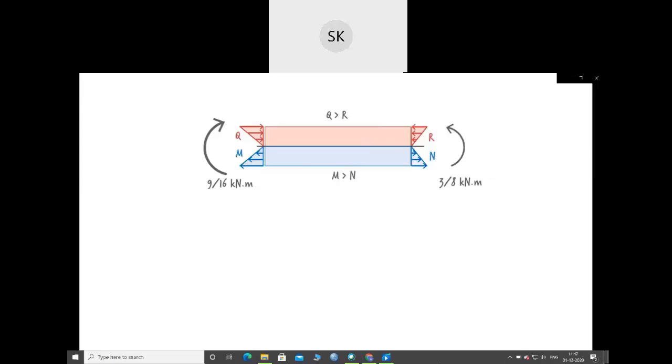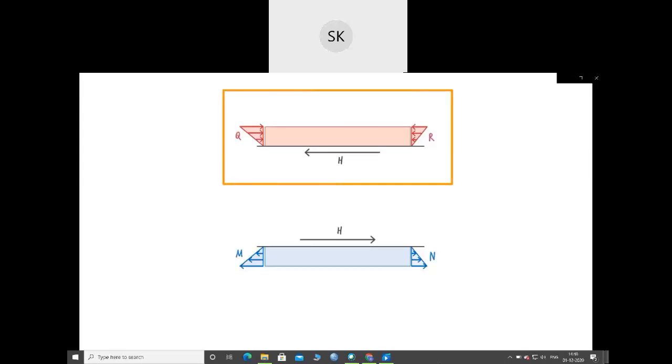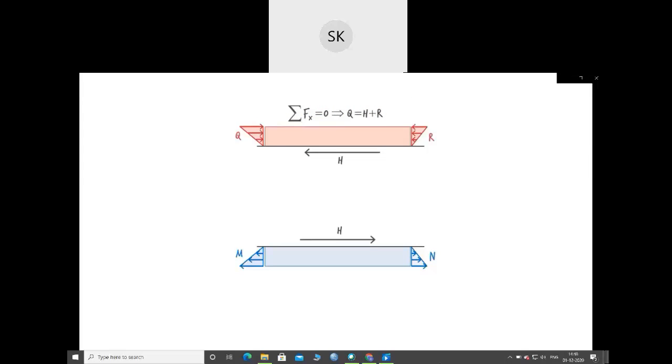Suppose we separate the tension zone from the compression zone, like this. This separation exposes another internal force in the segment, a horizontal force that acts in between the two segments. Why does such a force exist? To maintain static equilibrium. Since Q is greater than R, then another horizontal force needs to be present for the sum of the forces in the x direction to vanish. We call this a shear force, H.